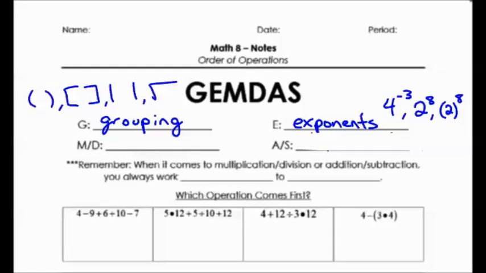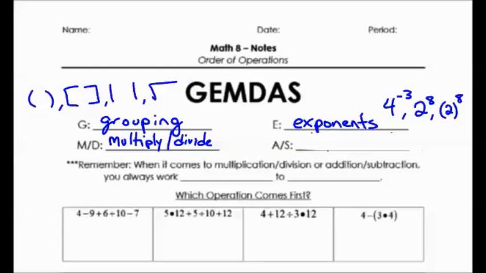Our next two operations are multiplication and division. The reason those two come together is because they're kind of on the same level. Neither one of them is kind of more powerful than the other one. Neither one of them comes first. You just go from left to right. When those are the only operations left, you just work from left to right. Kind of the same thing as addition and subtraction. That's why those are grouped also.